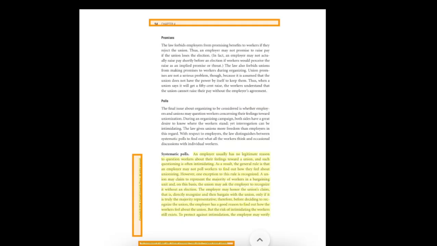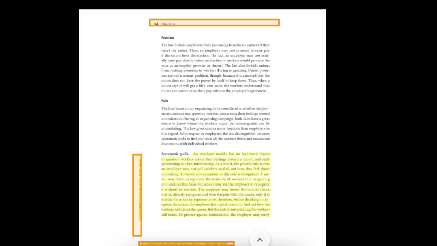An employer usually has no legitimate reason to question workers about their feelings toward a union, and such questioning is often intimidating. As a result, the general rule is that an employer may not poll workers to find out how they feel about unionizing. However, one exception to this rule is recognized. A union may claim to represent the majority of workers in a bargaining unit and, on this basis, the union may ask the employer to recognize it without an election.